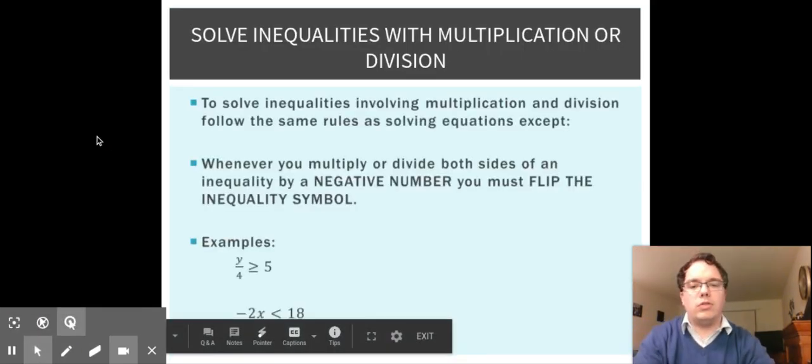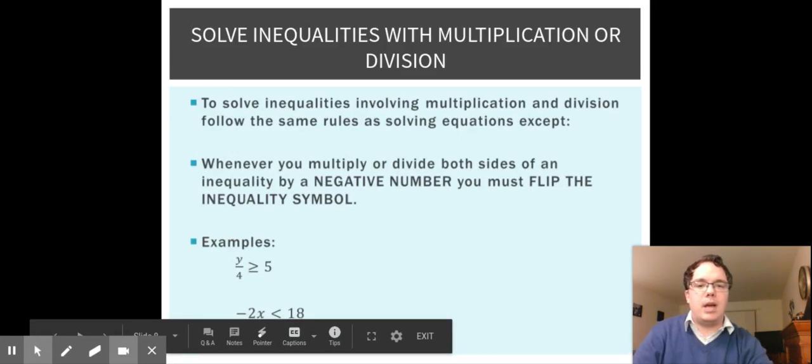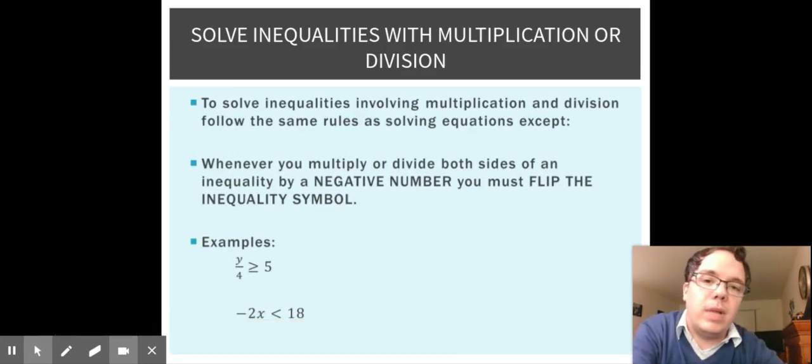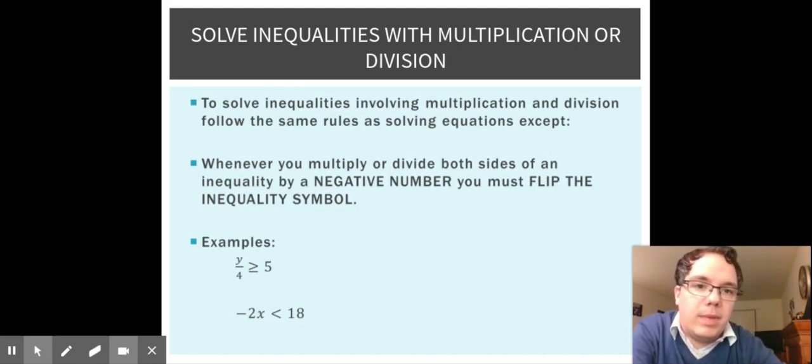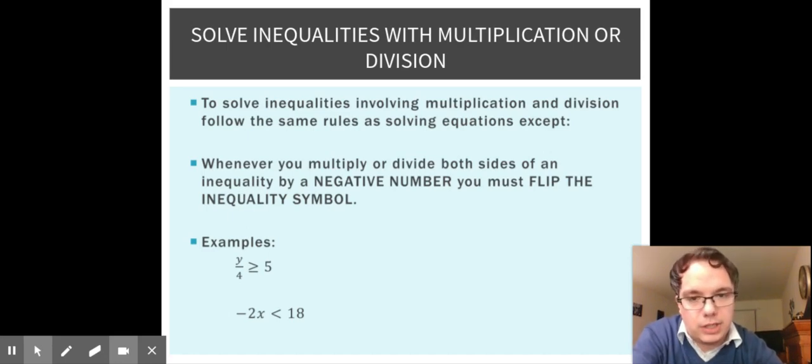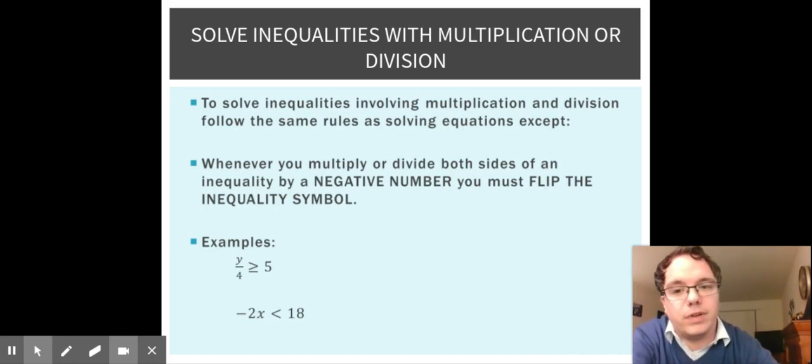All right. So I told you that adding and subtracting are the same, but the rules change a little when we multiply or divide. When we multiply or divide both sides by a positive number, then our inequality doesn't change. It's just like solving an equation. But if we multiply or divide both sides by a negative number, in order to keep our solution true, we have to flip the inequality symbol. So less thans become greater thans and vice versa.